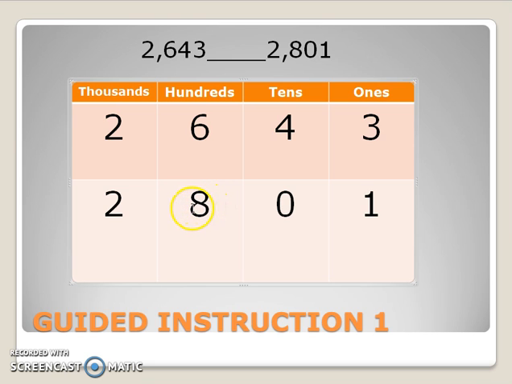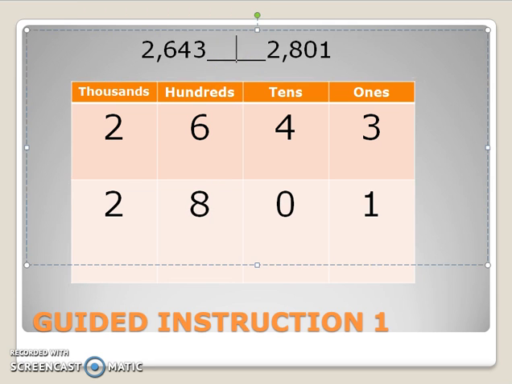If I'm looking at the 8, I know that 8 is greater than 6, so I'm ready to decide which comparison sign I'm going to need to use. So in this case, when I look at this number, I know that 2,643 is actually less than 2,801. So I'm going to go ahead and put the less than sign there. Oops, in the wrong spot. So I know that 2,643 is less than 2,801.